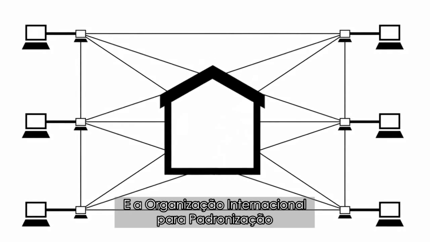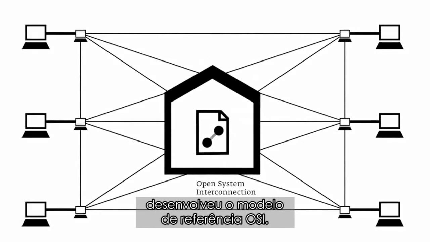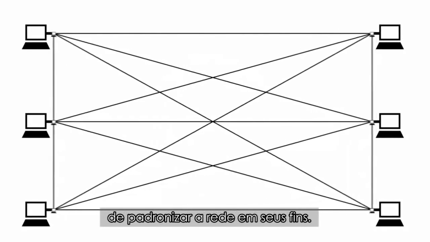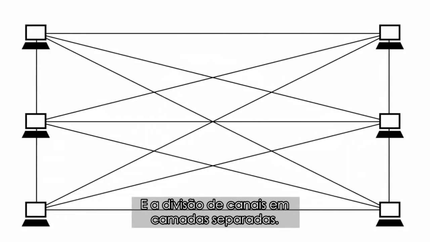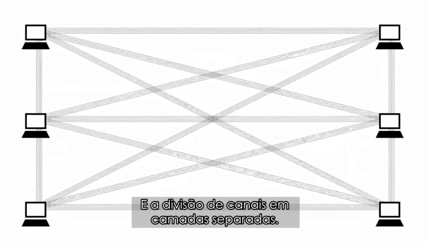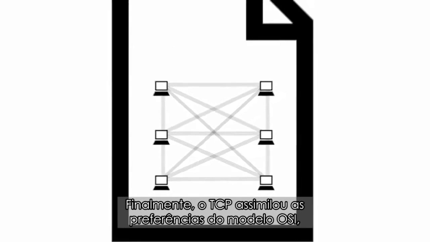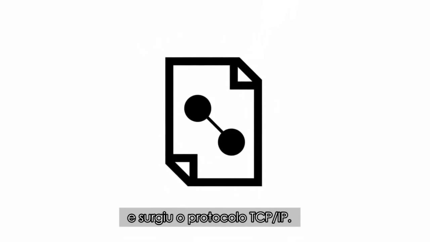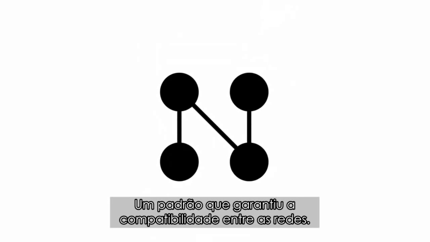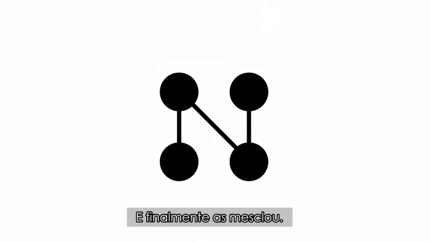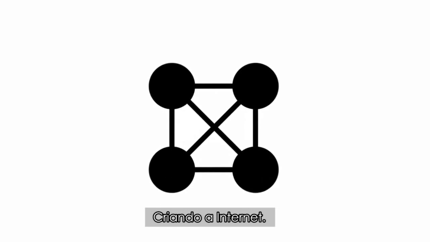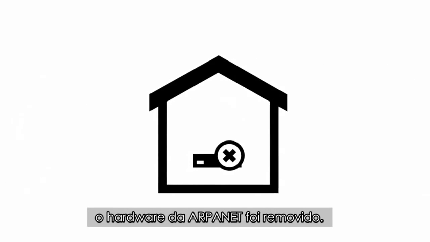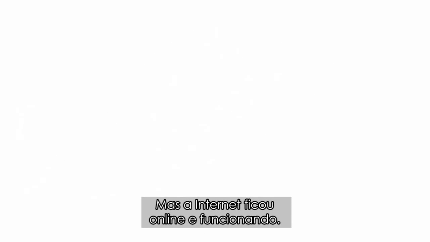And the International Organization for Standardization designed the OSI reference model. The innovation of OSI was the attempt to standardize the network from its ends, and the channel's division into separate layers. Finally, the TCP assimilated the preferences of the OSI reference model and gave way to the TCP/IP protocol, a standard which guaranteed compatibility between networks, and finally merged them, creating the Internet. By February the 28th, 1990, the ARPANET hardware was removed, but the Internet was up and running.